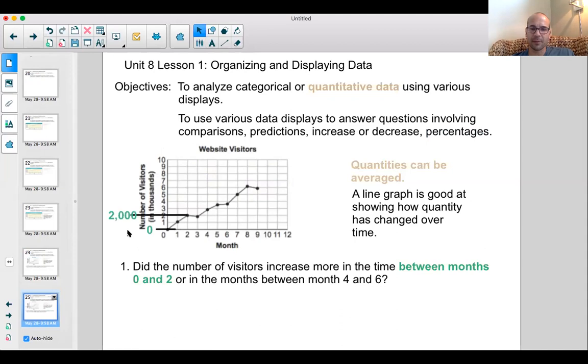So the increase in the number of visitors between 0 and 2, the two pieces of information I would need there is I would need to know how many were there 0 months in, and I guess it would be 0, that makes sense. And then how many visitors are there 2 months in, and according to this dot, it would be about 2,000. So we know that there was an increase of 2,000 between the months 0 and 2.